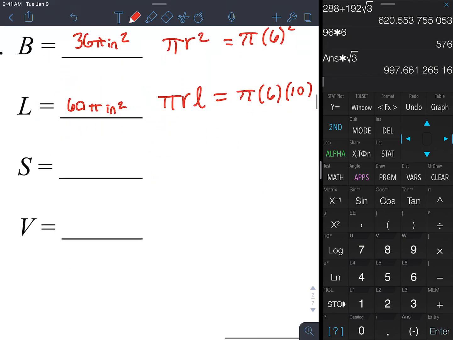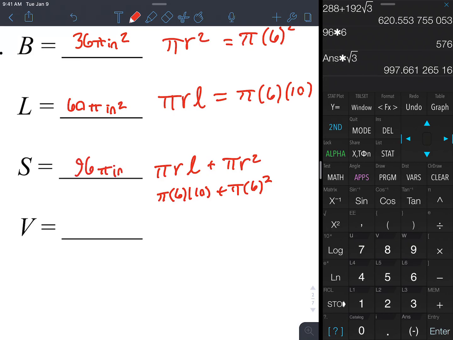All right, for surface area, just need to go on and add on one of those bases. So you're going to go pi r L plus one of the bases, which is pi r squared. So you can go pi 6 times 10, and then plus pi times 6 squared, which is 36. So what does that add up to? 96, I guess? 96 pi inches squared.